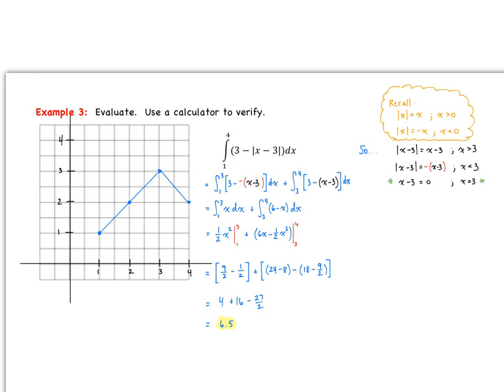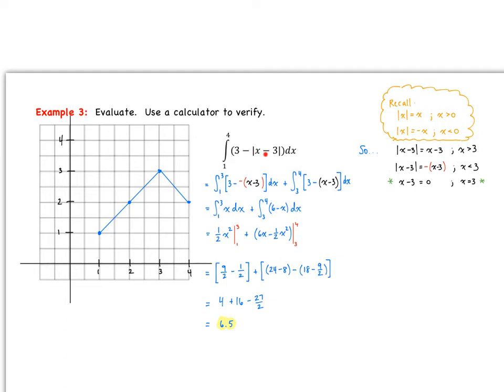Okay, this next example, we're going to evaluate another definite integral. If we have our function 3 minus the absolute value of x minus 3, and we were to graph that from 1 to 4, right? We would have our endpoint when x is 1, we get y to be 1, and we would keep going through and get those points.